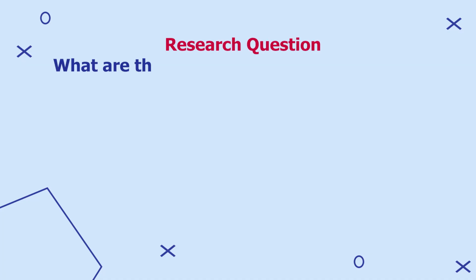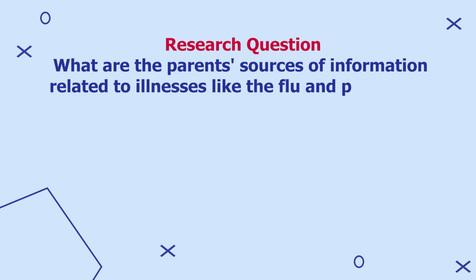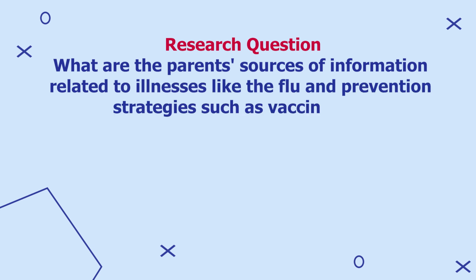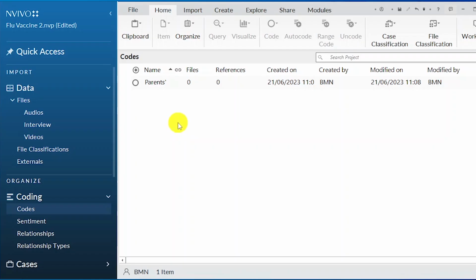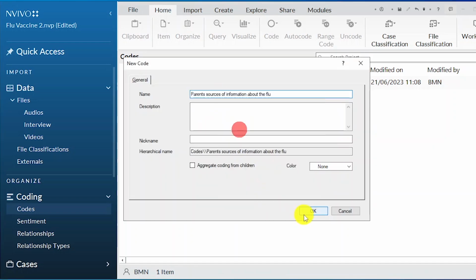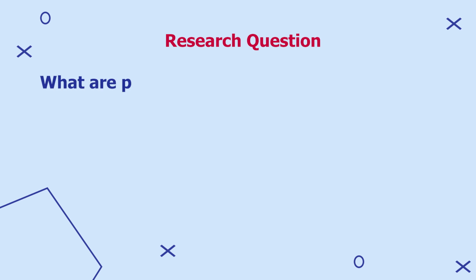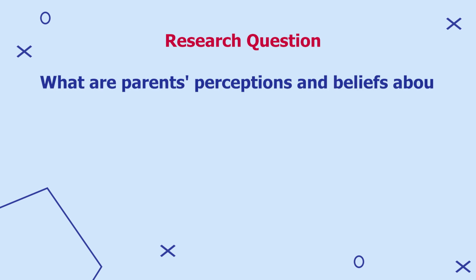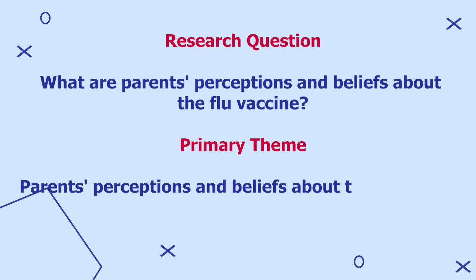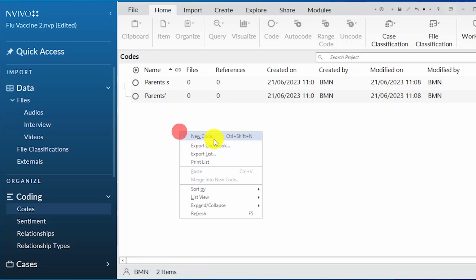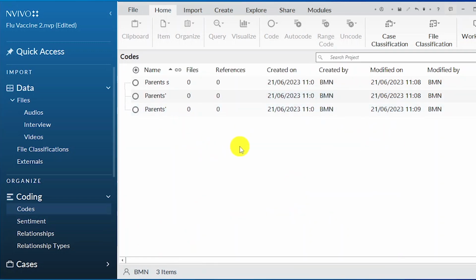Then the next research question is, what are the parents' sources of information related to illnesses like the flu and prevention strategies such as vaccination? So for this, we get the code parent sources of information about the flu. Again, right click, new code, paste, parent sources of information about the flu. And from the research question, what are parents' perceptions and beliefs about the flu vaccine? I can come up with the primary theme of parents' perception and beliefs about the vaccine. Again, I right click, I create this as a new code and I paste it. Now I have these 3 primary themes.